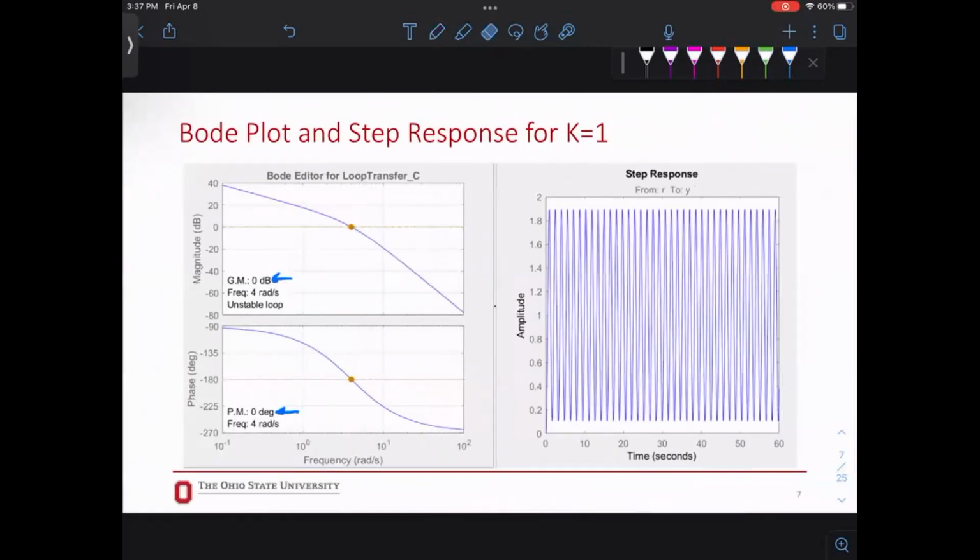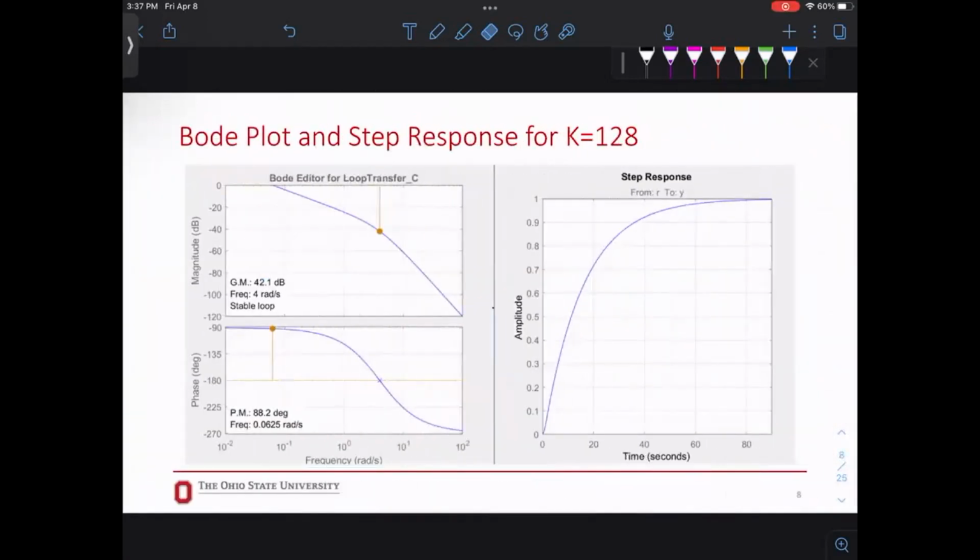I'm going to give k a different number, but we will discuss on Monday how to find the k that makes the system stable. But let's say k is 128. We will learn why this number is good. And step response, stable, reaches 1, no steady state error. Now, if you look at the bode plot, you have PM of 88 degrees, greater than 30, good. And the gain margin is positive too. Both of them are positive, right?